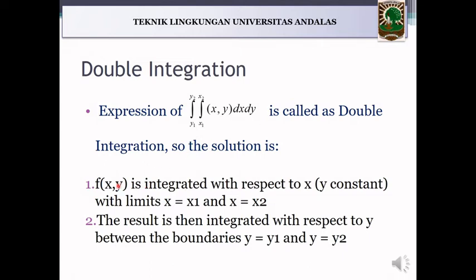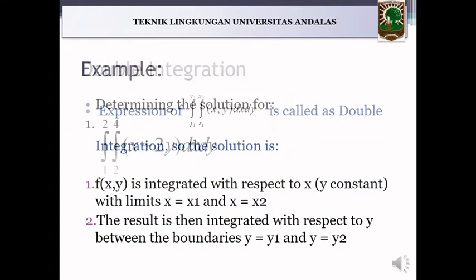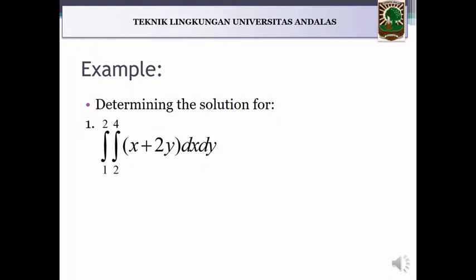First, for the function xy, we need to integrate with respect to x. So here we need to solve this part first, and the limit is x as x1 and x as x2. Then the result of the integration, we continue with dy, or with respect to y, with boundary y1 and y2. Now we move to the example of a double integral problem. Here's number 1.